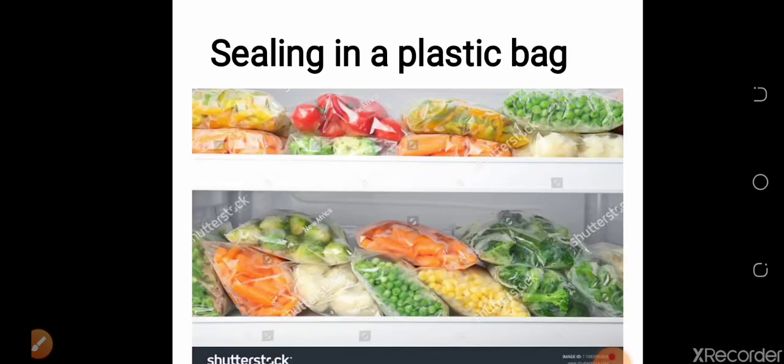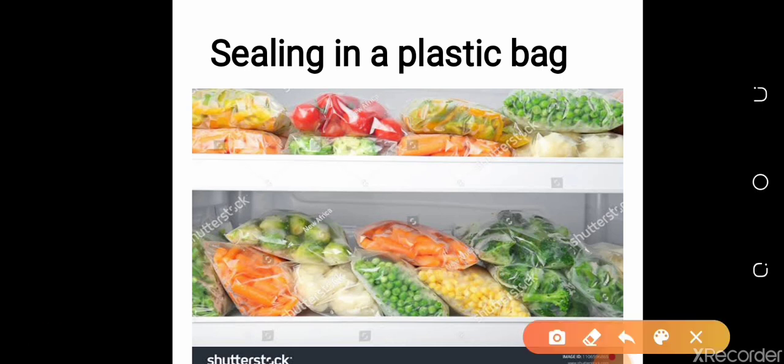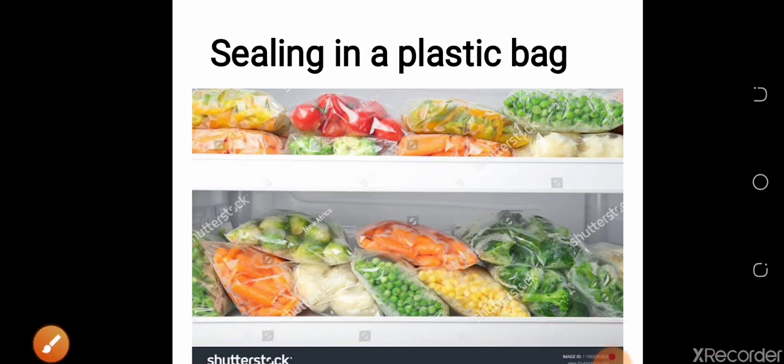Here is sealing in the plastic bag. This one involves putting your vegetables or your food item in a plastic bag. You have to wash them first before you put them in the plastic bag. If you look closely, you can see some food items there: our sweet corn, our green peas, our carrots, our tomatoes. This helps us to store our food properly. You put them in a plastic bag and then you put them in the fridge.